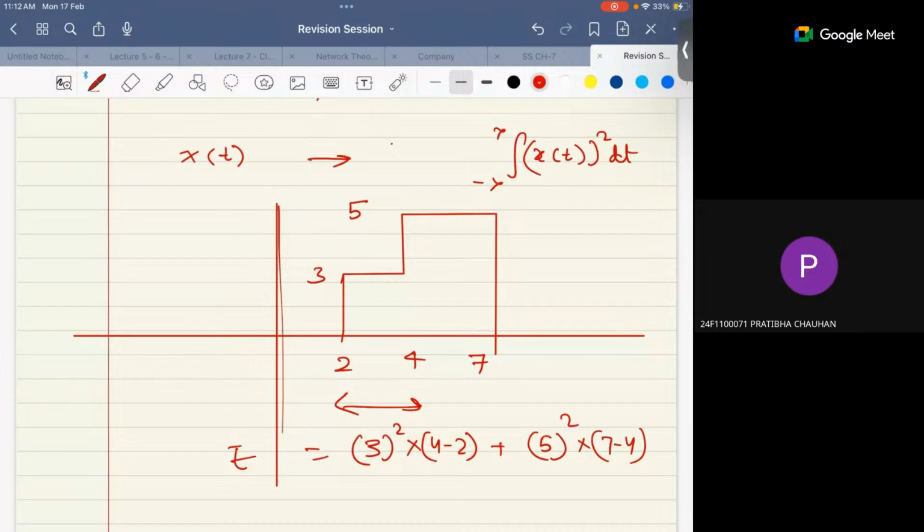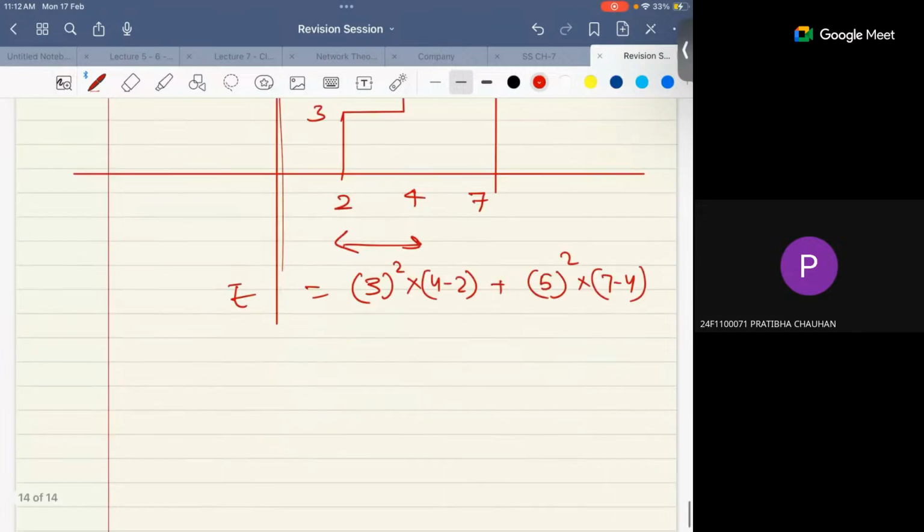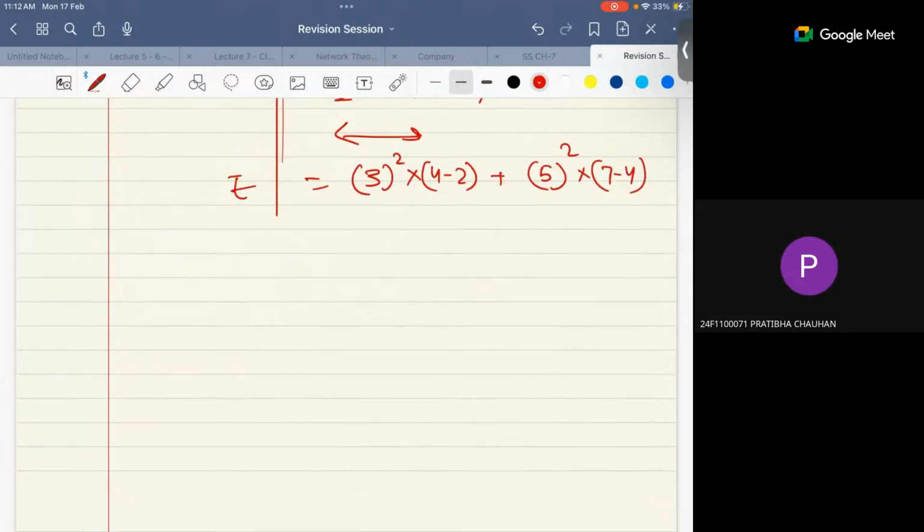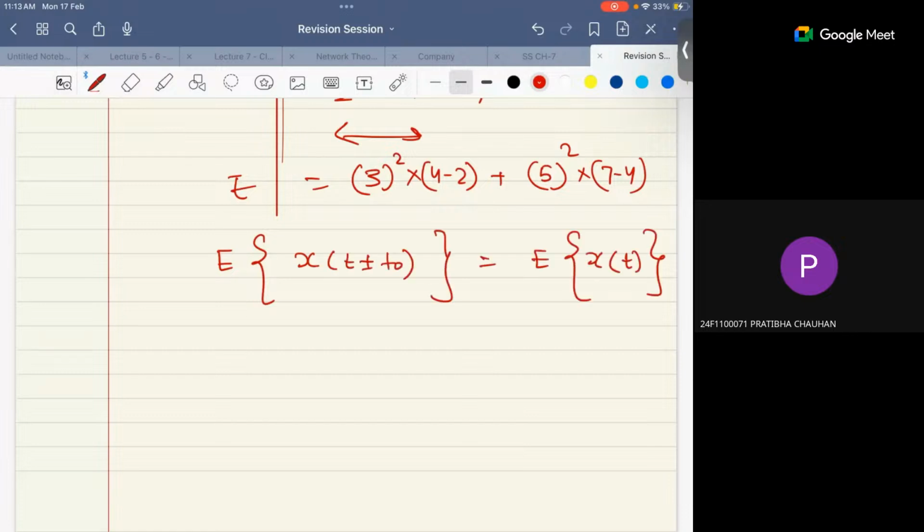Is it clear to everyone or not? Yes, sir. Okay. And some properties of the energy signal I'm also giving you. Whenever you do shifting, there is no change in the energy of a signal. So for example, the energy of x(t plus or minus t naught) is the same as the energy of x(t). Only when you are doing scaling will the energy change.